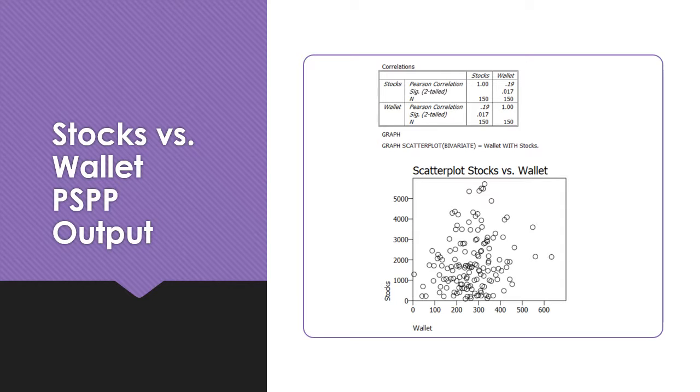Again, we have a very small r, 0.19, although little chance that this is a coincidental correlation, as we can see here by the p-value. It's kind of mildly upwardly positively correlated, but not a very significant pattern, something to look at here. People who own stocks don't have a highly correlated amount of money in their wallet, according to PSPP.